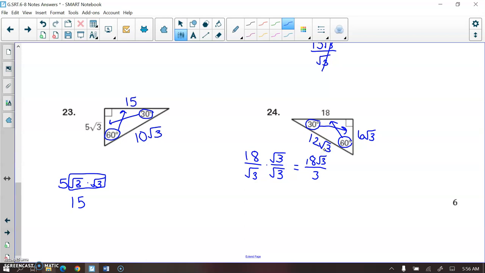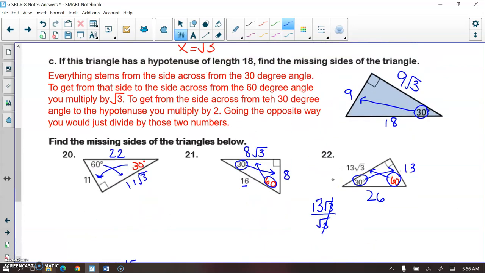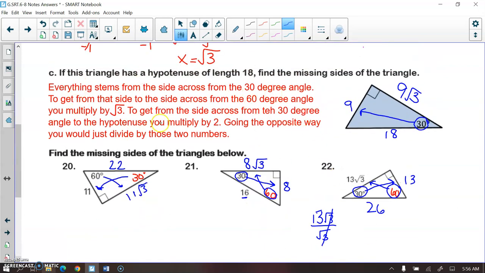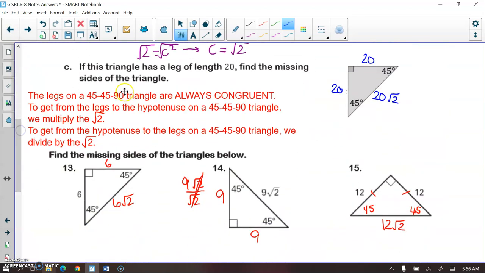So keep in mind that when we're doing 30, 60, 90 rules, we should always be stemming from our 30-degree angle. So if we're not given the side across from the 30-degree angle, that's the side that you should be finding first. All right. Make sure to review the rules, and make sure to review the 45, 45, 90 rules as well, so that way you don't get confused. For 30, 60, 90 rules, the numbers you need to remember are root 3 and 2. And for 45, 45, 90 rules, the only number you need to remember is root 2.